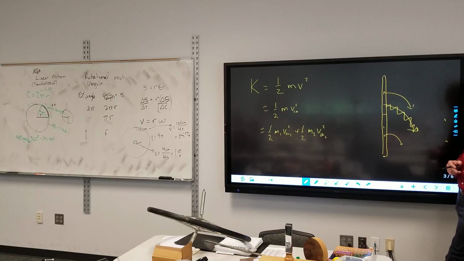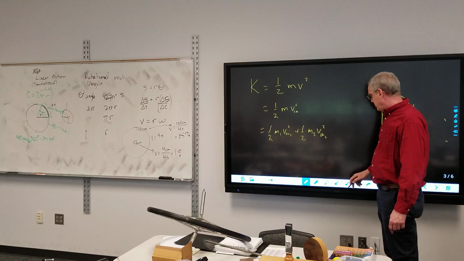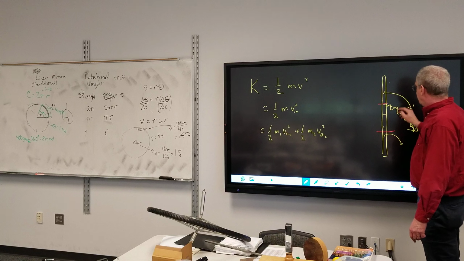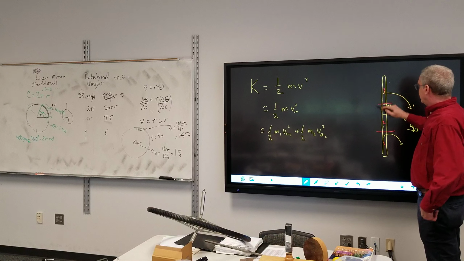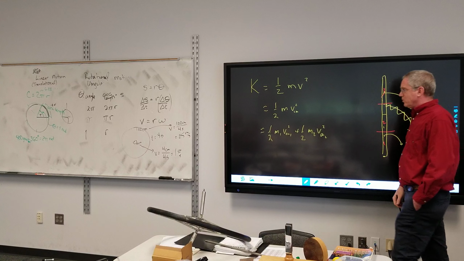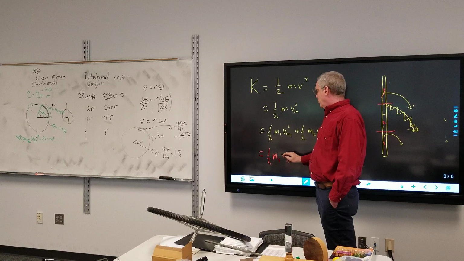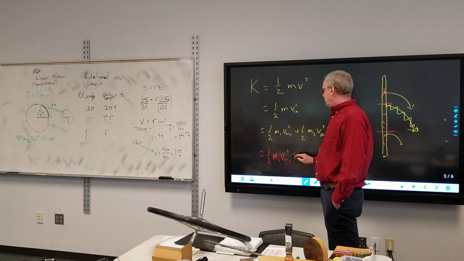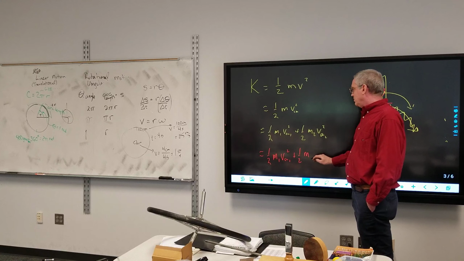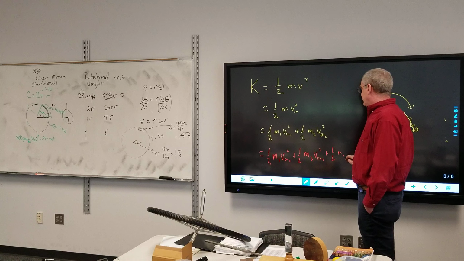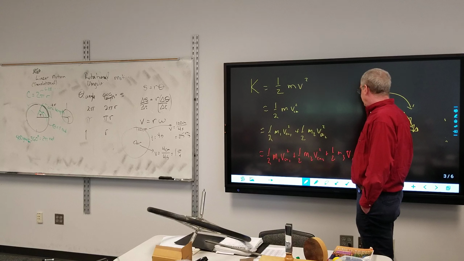All right, let's think about it in terms of 3 pieces. Instead of 2, let's break it up into 3 pieces, call them 1, 2, and 3, and we'll just do the center of mass of each of those. So, a better approximation: 1/2 M1 v center of mass 1 squared plus 1/2 M2 v center of mass 2 squared, that's the middle piece, plus 1/2 M3 times the speed of the center of mass of part 3 squared.